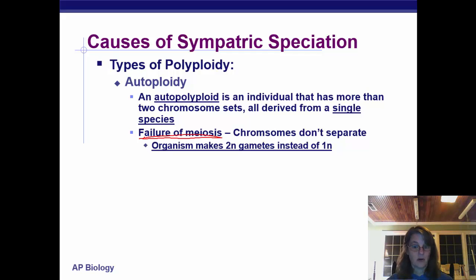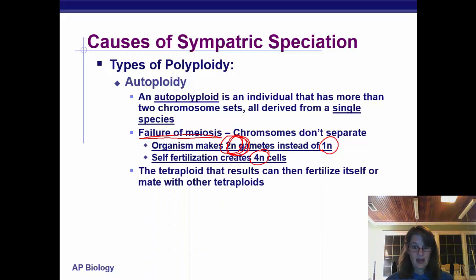So let's say that a normal diploid organism, 2N, with 2 sets of chromosomes, normally makes gametes that are 1N, and 2 gametes recombine to get the 2N back. Well, this organism doesn't do that. It makes 2N gametes, which is not right. And if it can self-fertilize, then it will make 4N or tetraploid cells. These tetraploid organisms can fertilize themselves or perhaps mate with other tetraploids.